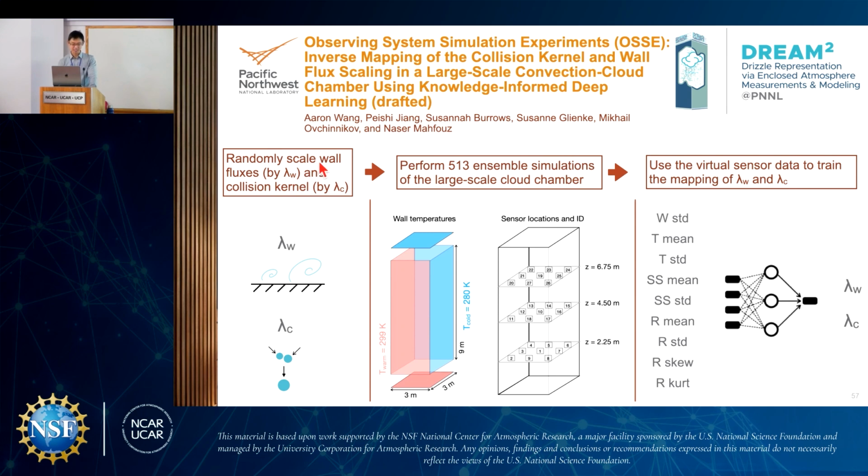In short, we randomly scale the wall fluxes by the scaling coefficient lambda W and the collision kernel by lambda C, randomly within a certain range. And we perform roughly 500 ensemble simulations of this kind of configuration. And we put virtual sensors within the domain. Then we use the data from those virtual sensors, like vertical velocity fluctuation, temperature mean and fluctuation, supersaturation mean and fluctuation, and the statistics from the droplet size distribution. Through the knowledge-informed deep learning, hopefully we can map the scaling coefficients that we set at the beginning.